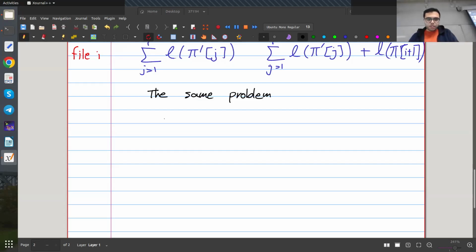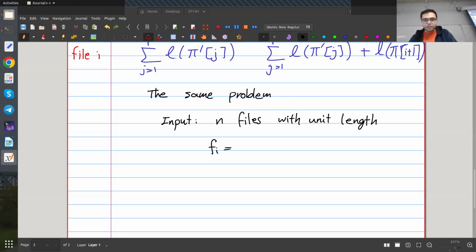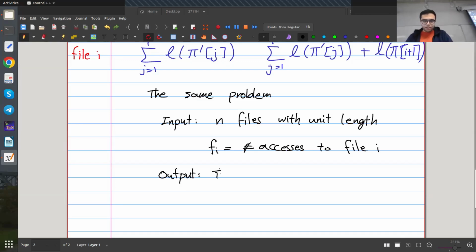Okay? So in the input, I'm going to say I have n files, all with the same length. But I also have f_i, which is the number of times, or the number of accesses, that I want to make to file i. Okay. And again, I have to output the best possible permutation P that minimizes my costs.